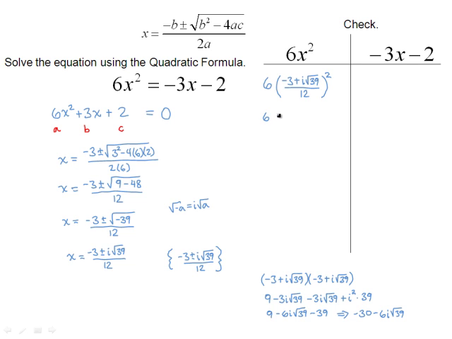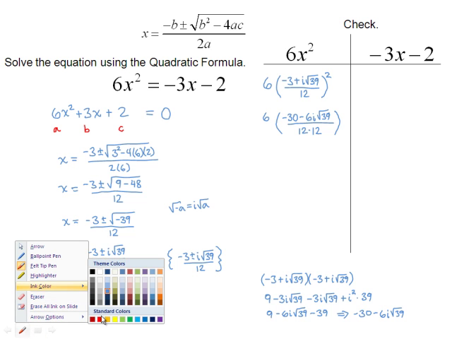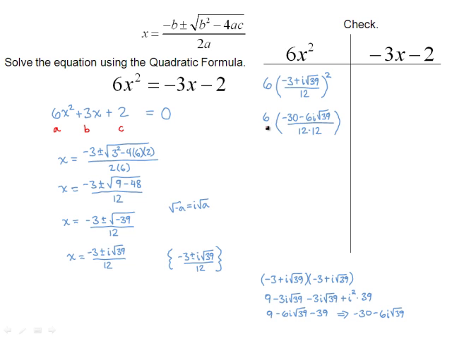So we would have 6, and we know the numerator would be negative 30 minus 6i times the square root of 39. Now all of this over 12 squared. And instead of writing this as 12 squared, let's just write it as 12 times 12. The reason I chose to write it that way is because we would have some cancellation there that might help us not have to use such large numbers.